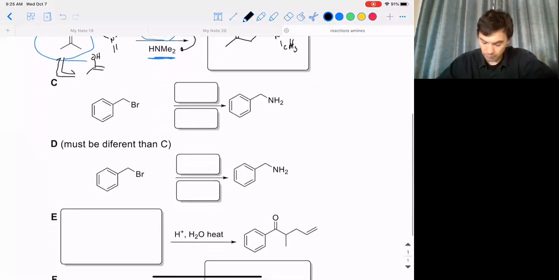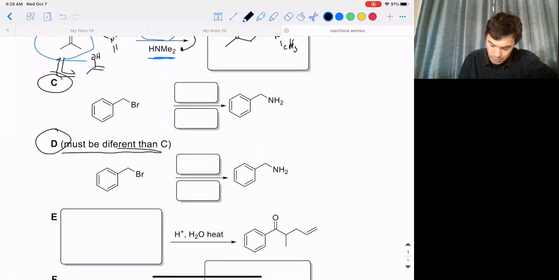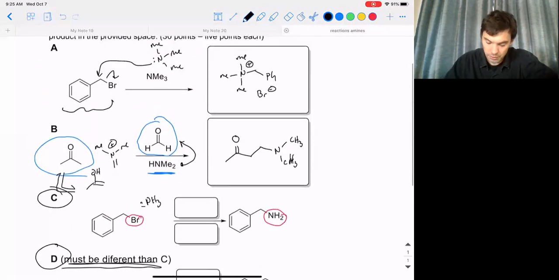Okay, and the next one here, let's look at both C and D together, because our instructions for D are that it must be different than C. And all we have to do now is come up with some conditions to convert that bromide to a nitrogen. And I think the conditions that most people might want to try first is to have ammonia just be the nucleophile and do an SN2 reaction, just like we did up top here.